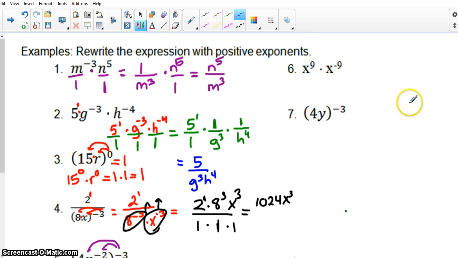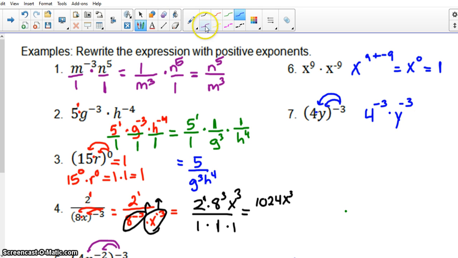Okay, question number 6. I remember that if I have the same base, I'm going to keep my base and add my exponents together. So 9 plus -9 is going to give me x to the 0 power. And I remembered that anything raised to the 0 power is 1. And then for question number 4, put your dot in between. We're going to have 4 raised to the -3rd, because I'm distributing that exponent, and then y to the -3rd.